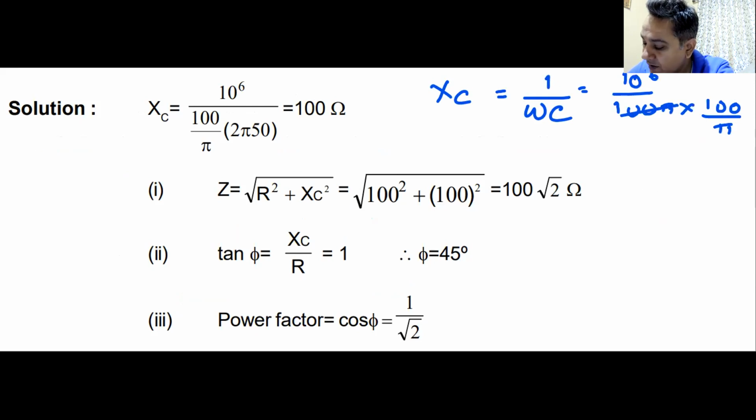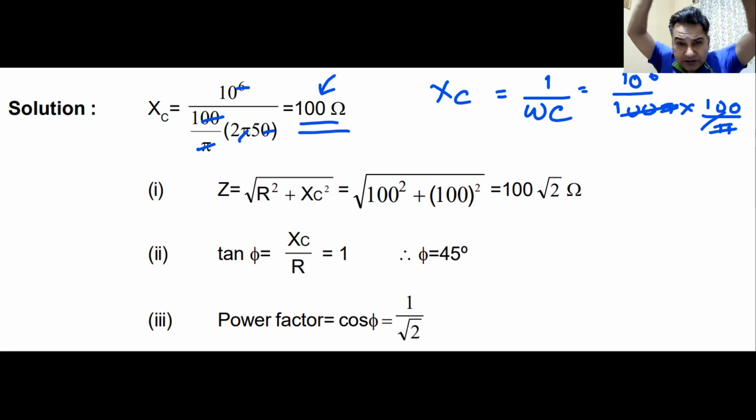100 pi, 100 pi. Pi and pi will cancel. 100 and 100 is 10 raised to the power 4. 10 raised to the power 6 is on the top. So I will get the answer of XC as 100 ohms. This pi and this pi are getting cancelled. 3 zeros getting cancelled. So it is 1000 divided by 10, which is 100. I hope everyone got this. If you got this, you have passed step number 1.